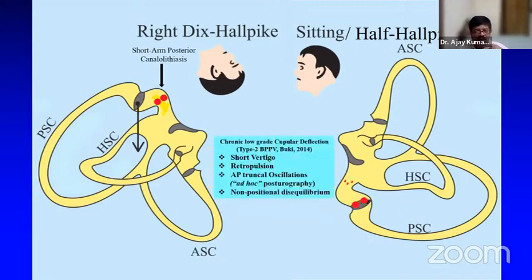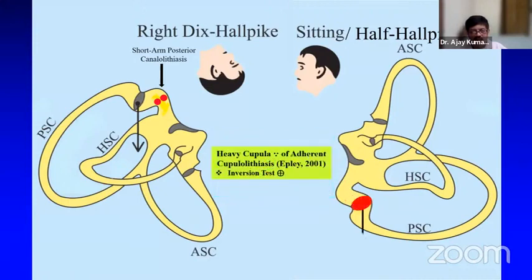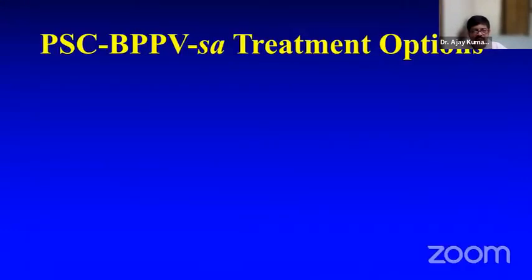The second situation is chronic low-grade cupular deflection. This is the type 2 BPPV. Short vertigo, retropulsion, anteroposterior truncal oscillations demonstrated by ad hoc posturography, and non-positional disequilibrium. So this is what is happening there. The third is graviceptive heavy cupula due to cupulolithiasis, where the inversion test is positive as per Applet 2001.